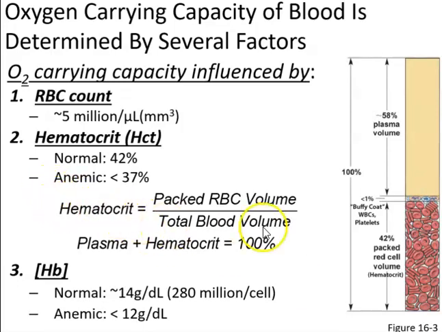Again, here is the formula for hematocrit. You would take the packed red blood cell volume and divide that by the total blood volume to get the percentage. And we know that the plasma percentage plus hematocrit would give you 100% of this sample of blood. Hemoglobin concentration: normal hemoglobin concentration is approximately 14 grams per deciliter, or 280 million hemoglobins per red blood cell. We would consider anemia if the hemoglobin concentration fell below 12 grams per deciliter.